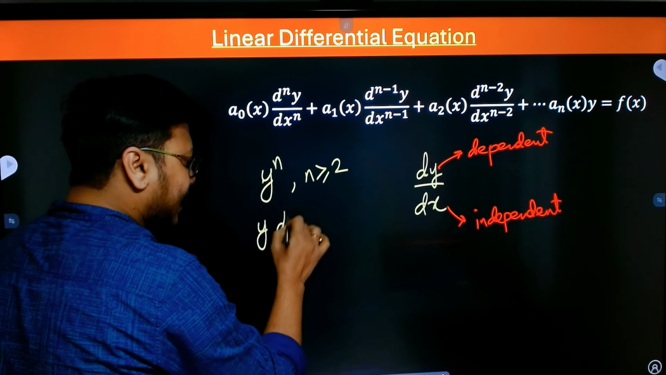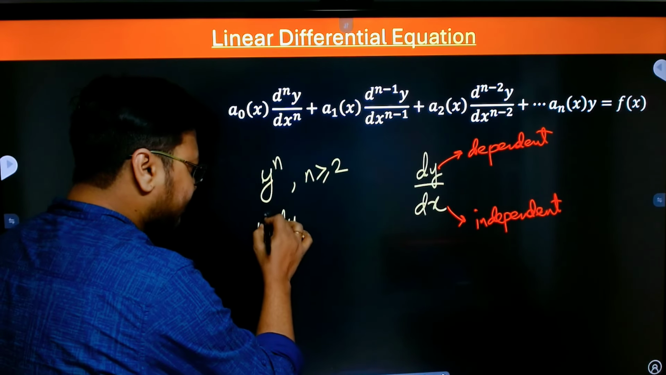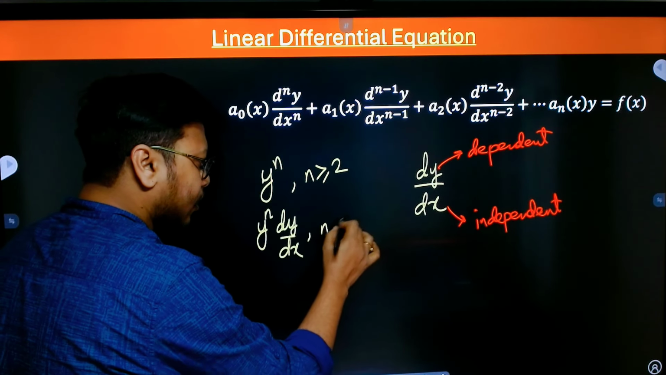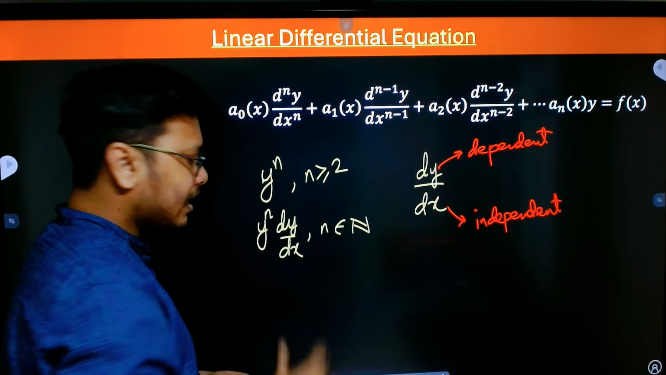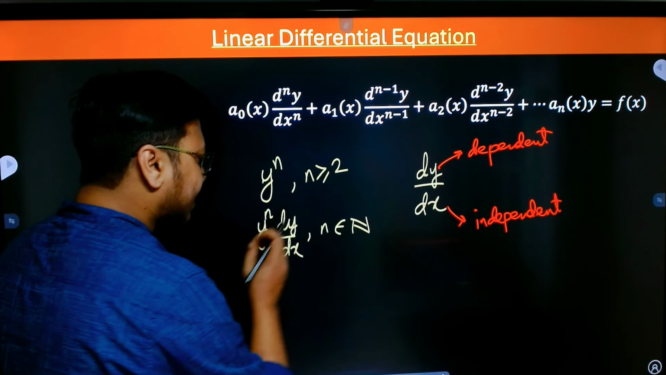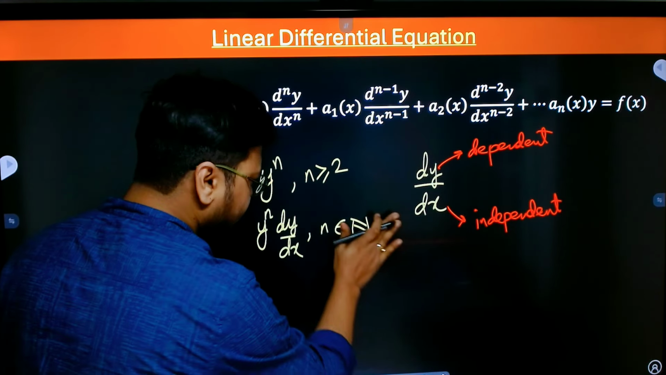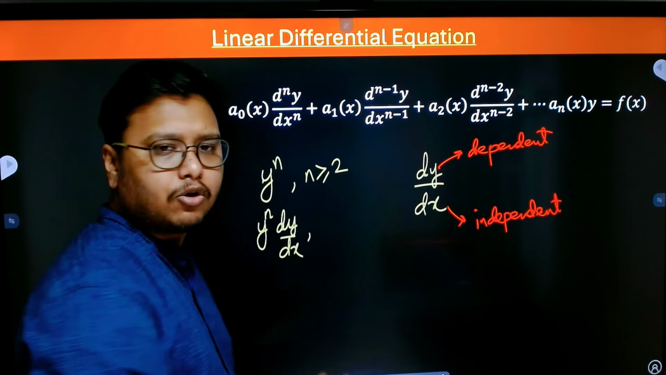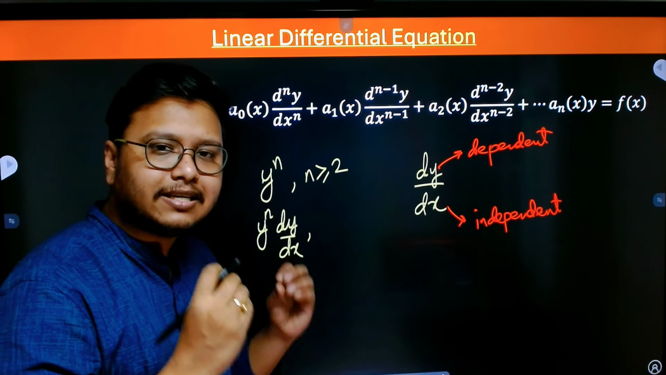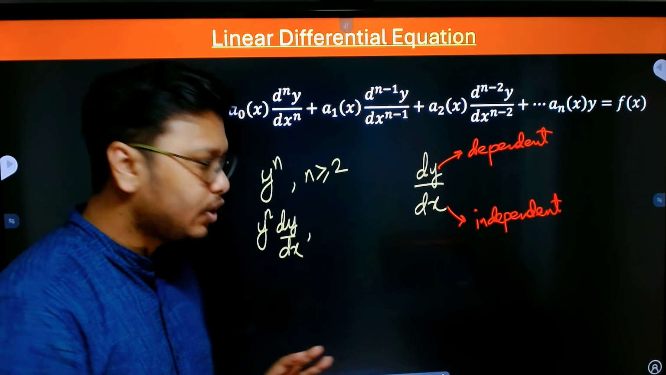y multiplied with a dy dx, that makes it non-linear. y to the power n multiplied with dy dx, that makes it non-linear. Not only natural numbers, n can be a negative integer or a fractional value also. So I shouldn't mention that n belongs to natural numbers. n can be basically any power multiplied with dy dx, that makes it non-linear.